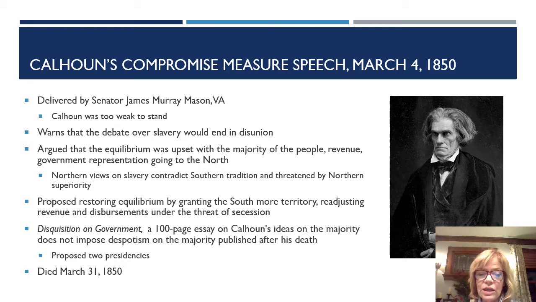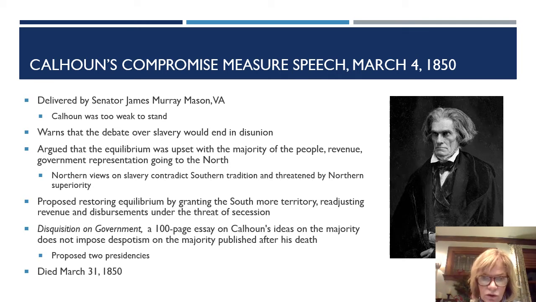He argued that the equilibrium between the North and the South was upset because they had more people, they had more revenue, they controlled the government, everything was going to the North. And he said that the North's view of slavery was contradictory to that of the South and their tradition. And so the South was threatened by this Northern superiority. And he said that nothing was going to happen except for disunion, and the only way it could be prevented, and he's basically giving them an ultimatum.